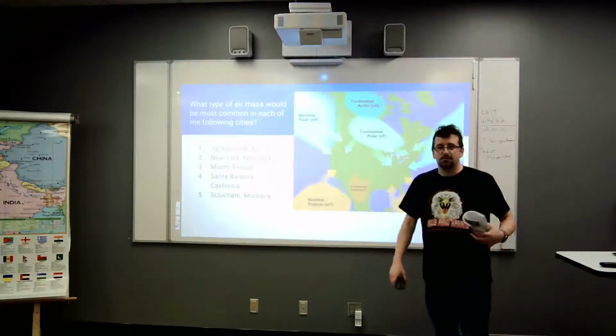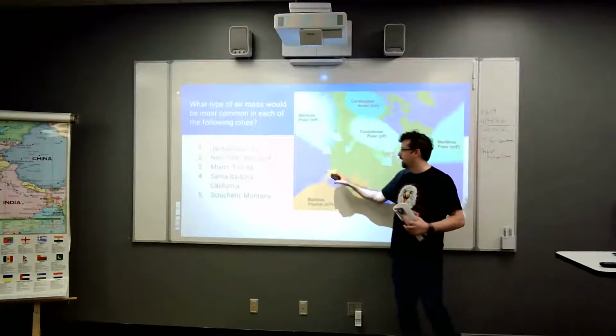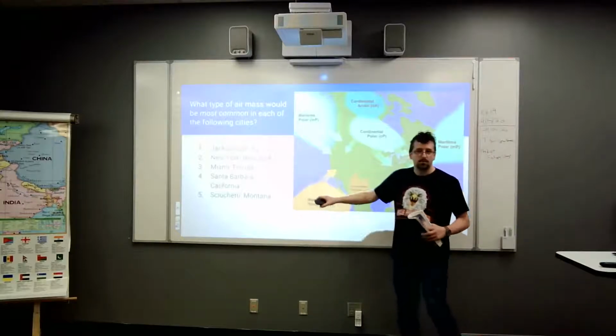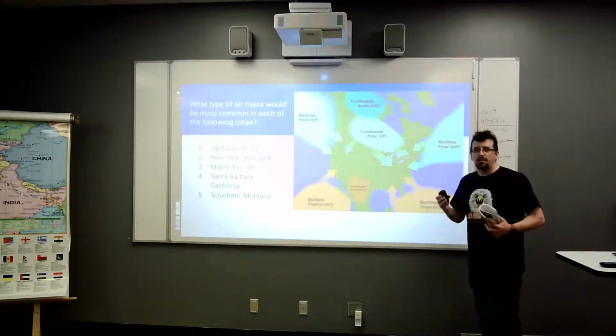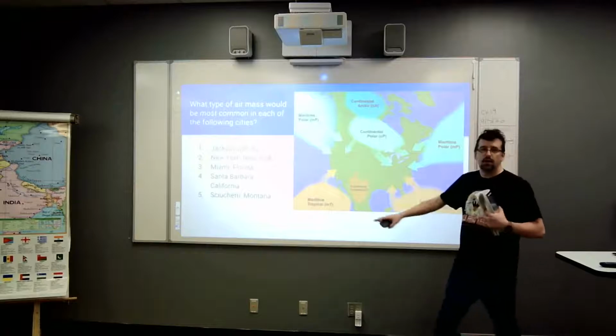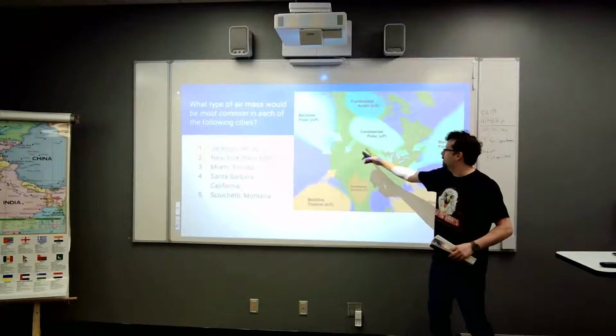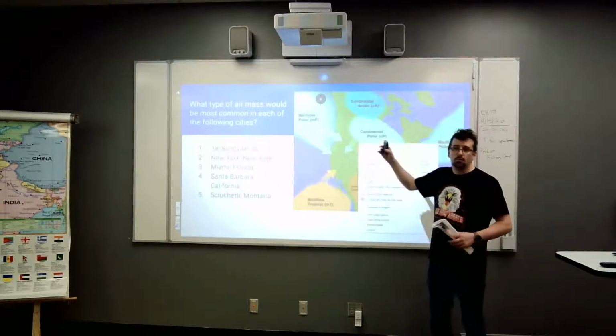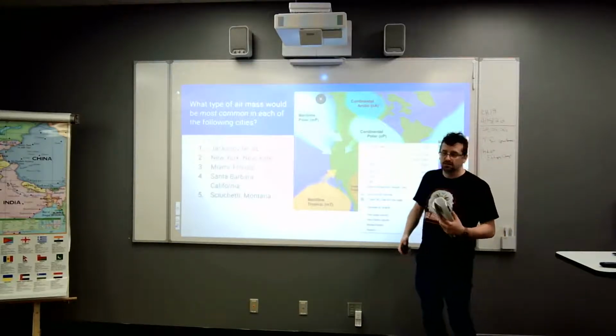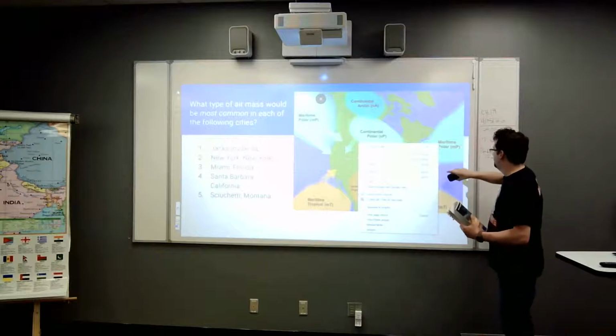Santa Barbara, California. So SoCal, right down here. So you see maritime tropical. And Shickety, Montana. If you've ever wondered how to say the name, this is how you say it. Shickety, Montana. And that's up here somewhere, and it's cold. So it's continental cold.